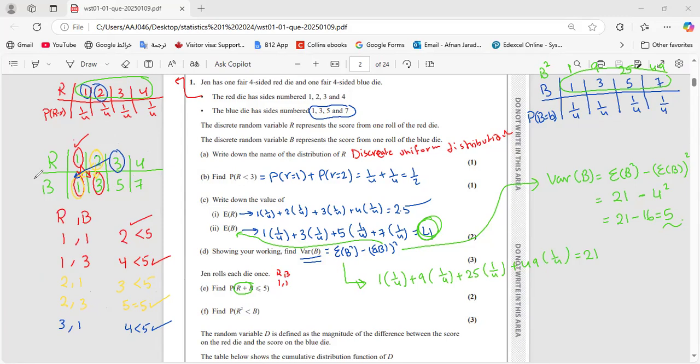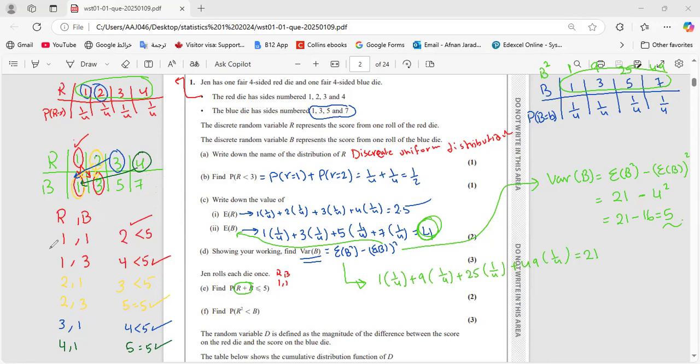Go to 4. 4 plus 1 equals 5, and you need to take all that are less than or equal. So 4 and 1, which equals 5. 5 equals 5, so accepted. 4 plus 3 equals 7. 4 plus 5 is 9. 4 plus 7 is 11. You need only what's less than or equal to 5.